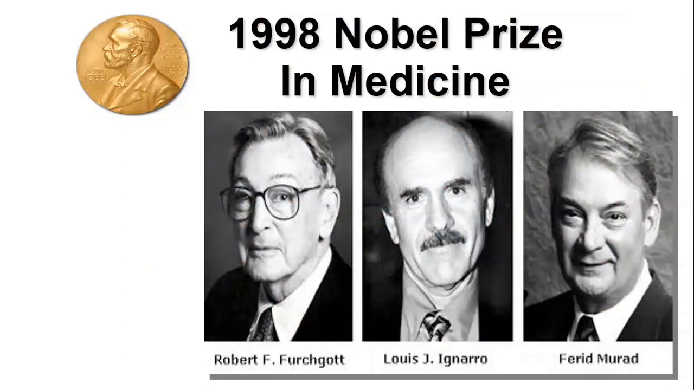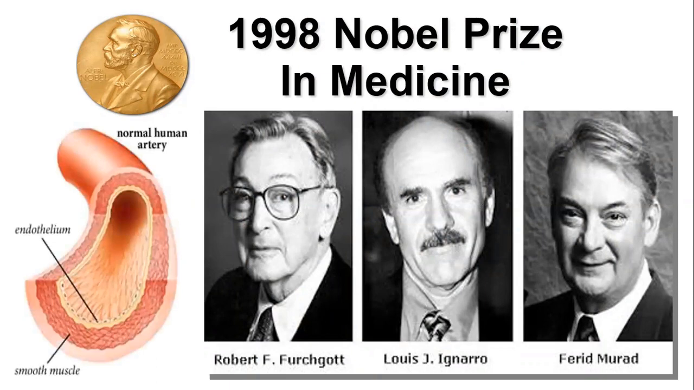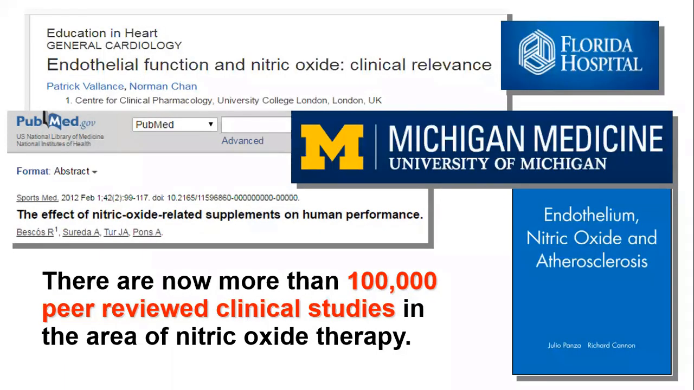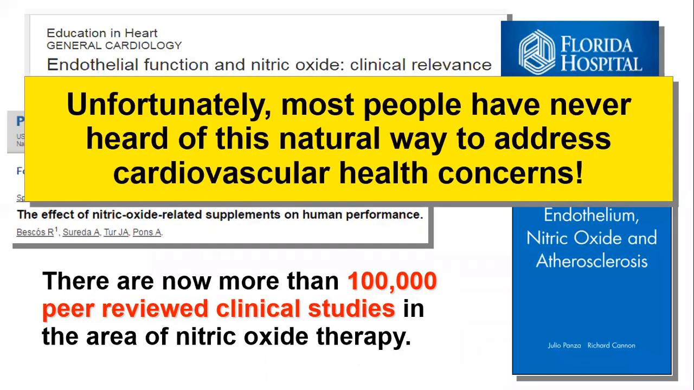In 1998, the Nobel Prize in Medicine was awarded to 3 American researchers who discovered how the lining of your cardiovascular system, what is called the endothelium, converts the amino acid L-arginine into nitric oxide, the master signaling molecule of your entire cardiovascular system. This set off an explosion of research in this area. There are now more than 100,000 peer-reviewed clinical studies in the area of nitric oxide therapy. Unfortunately, most people have never heard of this natural way to address cardiovascular health concerns.